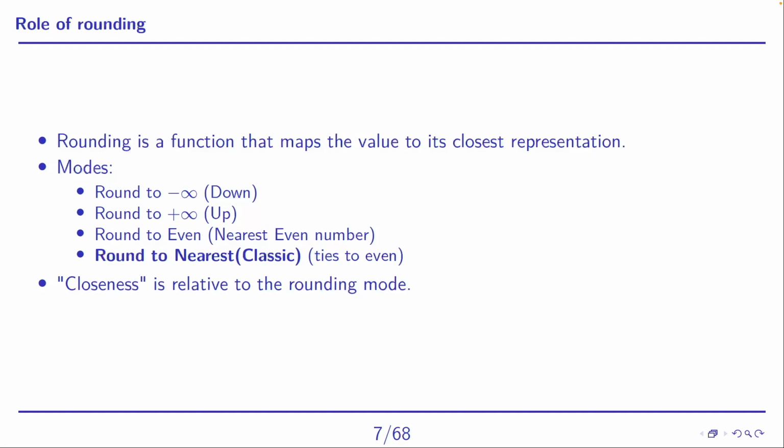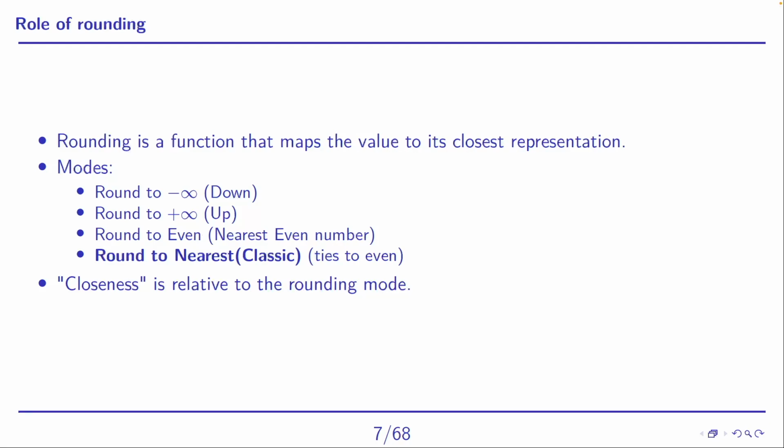What's the role of rounding? Rounding is the function that maps whatever value I have to my closest representation. According to the standards, we have 4 rounding modes: round down, round up, round to even, and round to nearest, which ties to even. I would say that round to nearest is the classic, what we are taught whenever we're in school.